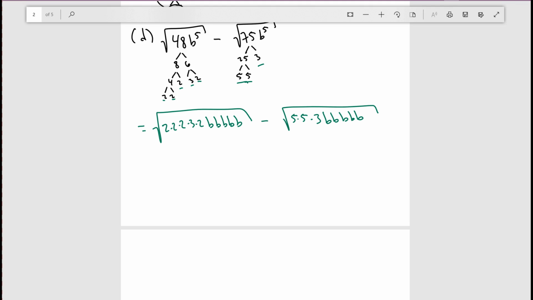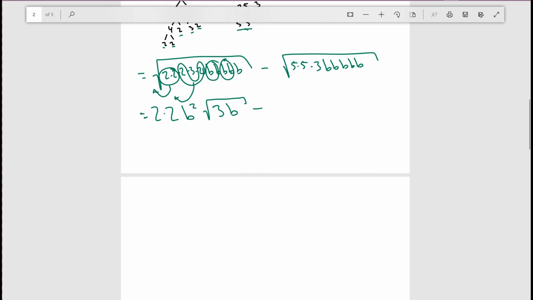Okay, so here I'm going to take out everything that's a pair. So here's a pair of 2's, and then here is another pair of 2's. So I have 1 pair of 2 and then another pair of 2. And then I have 2 pairs of b's. So I have b squared, square root of whatever's left over. So I'm left over with a 3 and I'm left over with a b.